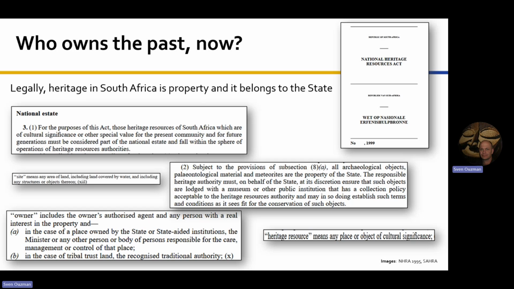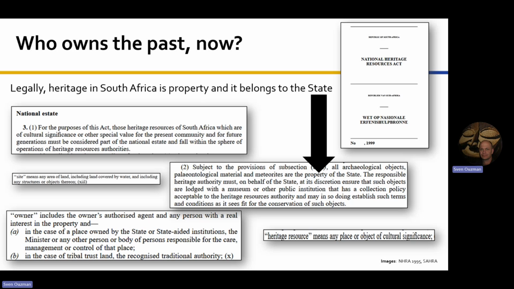So it talks about the national estate, as you see over here, all of the heritage that is in Southern Africa that is of cultural significance and of value, as it says there, for the present community and for future generations. Interestingly, it doesn't really talk about the past that much. And then when we read on a little bit further, we find this talk of a national estate, you'd sort of think that there's kind of national ownership of heritage, but no. All archaeological objects, paleontological material, and meteorites are the property of the state. And they might then delegate this to regulators like SARA, AMAFA, and so on.